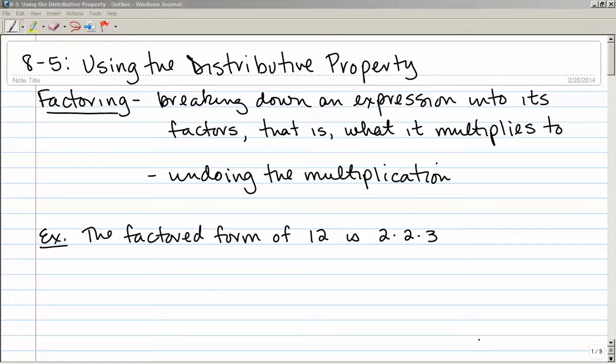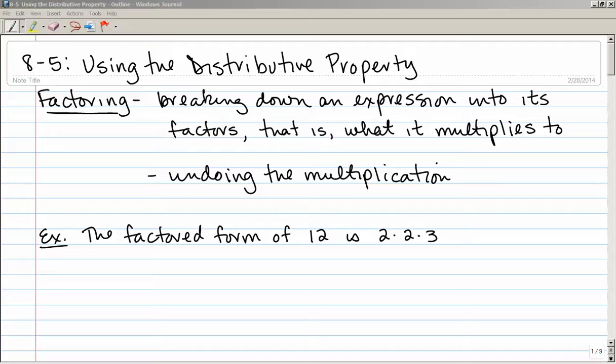Section 8.5 is called Using the Distributive Property. Beginning with this section, we're going to start factoring the polynomials that we created in the previous sections when we were multiplying. So factoring is breaking down an expression into its factors. That is breaking it down into the parts that it multiplies to.